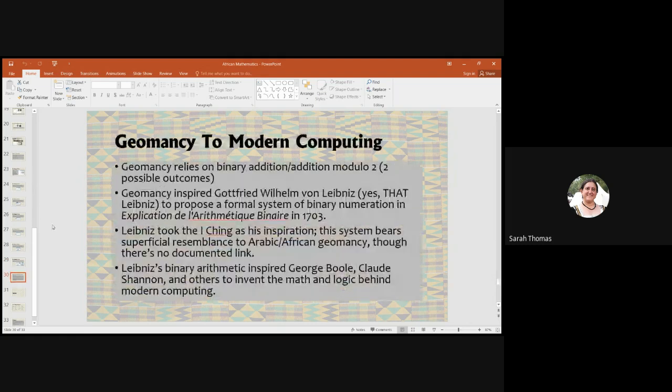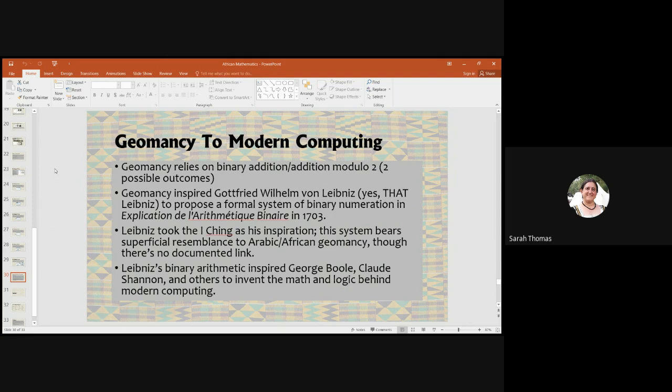So here's how we make the connection. Okay. So binary addition. Gottfried Wilhelm von Leibniz, yeah, that guy, the one that got in the fight with Sir Isaac Newton about calculus invention. He also proposed a formal system of binary numeration in 1703. His inspiration was the I Ching.